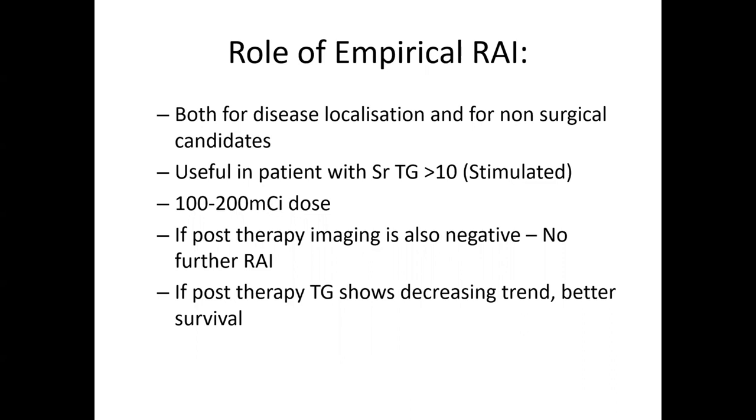Usually it is given in patients with serum TG more than 10, and the dose range is 100 to 200 millicurie. If the post-therapy imaging is also negative, then there is no further role of RAI in these patients. If post-therapy thyroglobulin shows a decreasing trend, there is better survival in those patients. Thus, this is the role of nuclear medicine in the management of TENS, and we have briefly covered the role of nuclear medicine in DTC in the post-operative period.